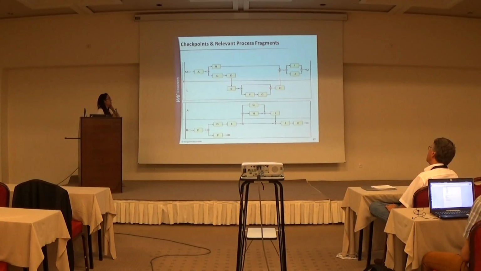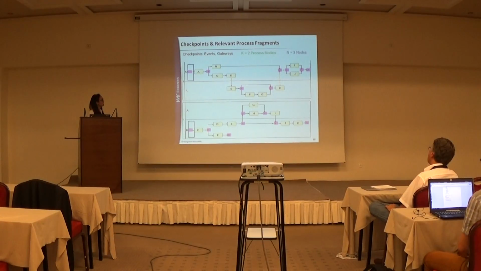Now, to explain these definitions, I have configured the checkpoints as every event or gateway in the process model, and it matches exactly these elements. I say that it has to exist in at least 2 process models, and it must have at least 3 nodes. Starting from the beginning of the process model comparison, I take the first 2 start events and I check if this is a relevant process fragment. This is not a relevant process fragment because it has a start event as a starting point, but it doesn't contain 3 nodes as it is set in the configuration.